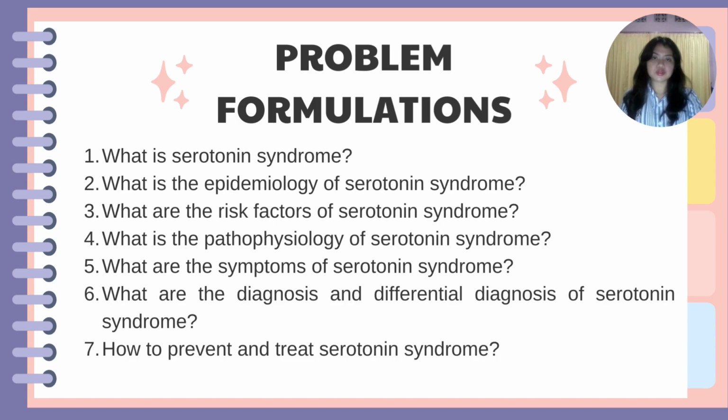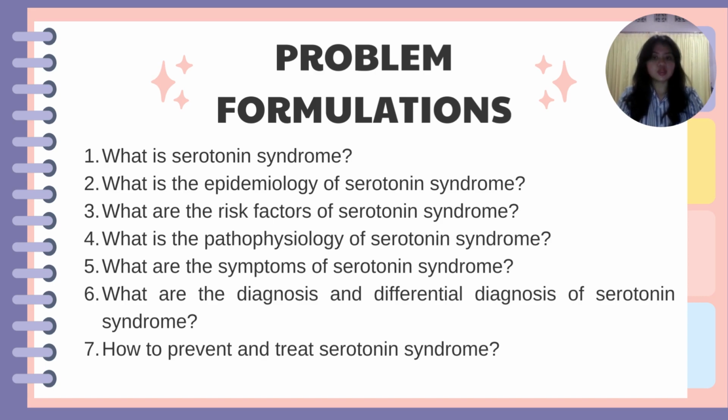So the first one is problem formulation. The problem formulation of the student project is, first, what is serotonin syndrome? Second, what is the epidemiology of serotonin syndrome? Third, what are the risk factors of serotonin syndrome? Fourth, what is the pathophysiology of serotonin syndrome? Fifth, what are the symptoms of serotonin syndrome? Sixth, what are the diagnosis and differential diagnosis of serotonin syndrome? And the last one is how to prevent and treat serotonin syndrome.